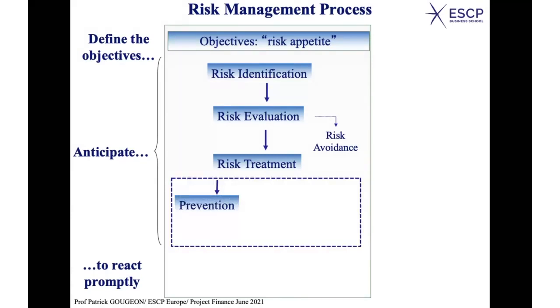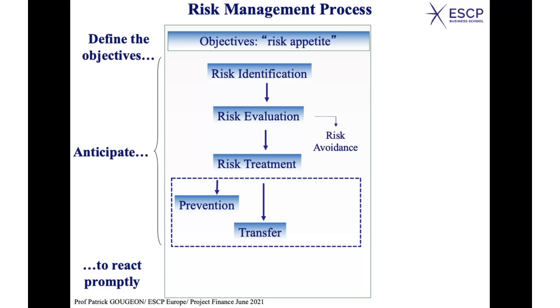Prevention: you can take action to prevent the risk. Prevention means two things: to limit the probability of occurrence of adverse events that would have a negative impact on your cash flows, or, if it occurs, to make sure that the impact will not be too strong. So both reducing the probability of occurrence of an adverse event and also reducing the potential negative impact. That's for prevention.